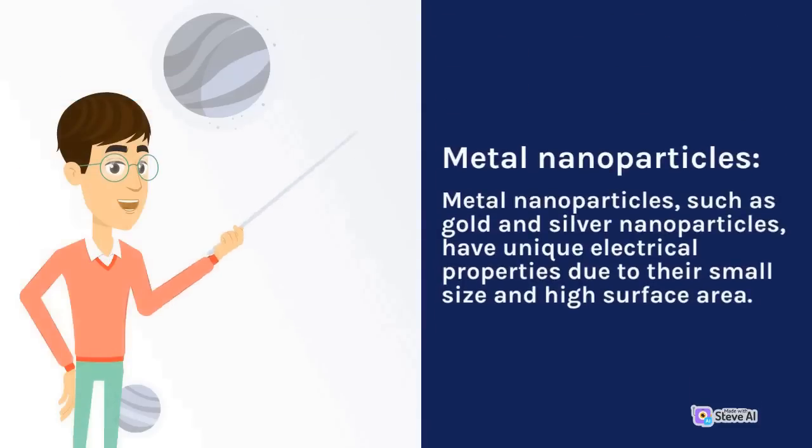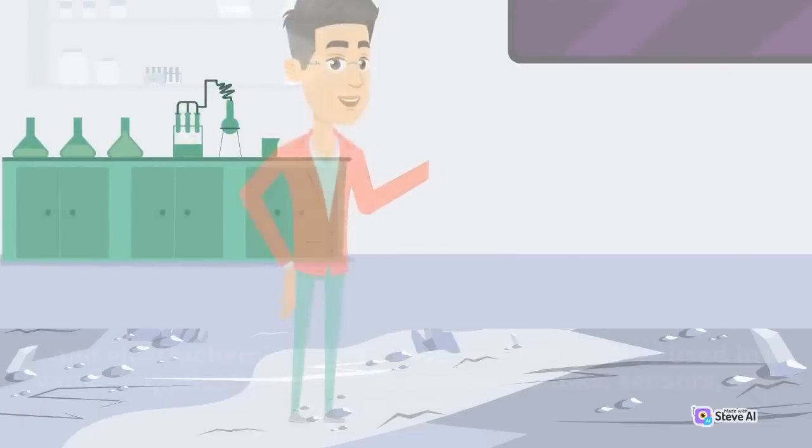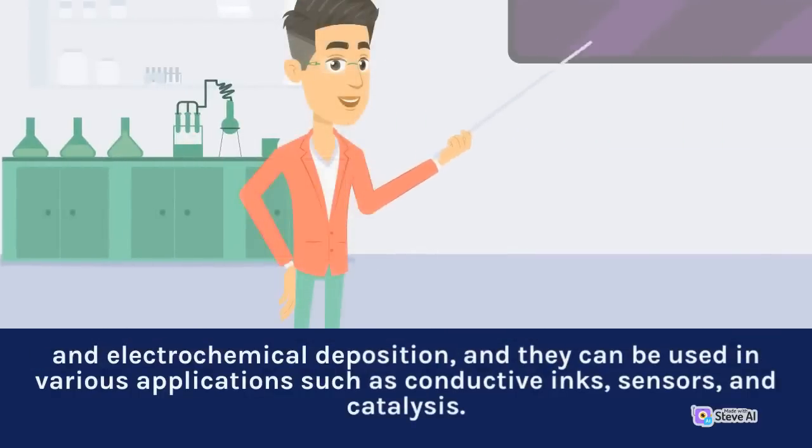Metal nanoparticles. Metal nanoparticles, such as gold and silver nanoparticles, have unique electrical properties due to their small size and high surface area. Metal nanoparticles can be produced by various methods such as chemical reduction and electrochemical deposition, and they can be used in various applications such as conductive inks, sensors, and catalysis.